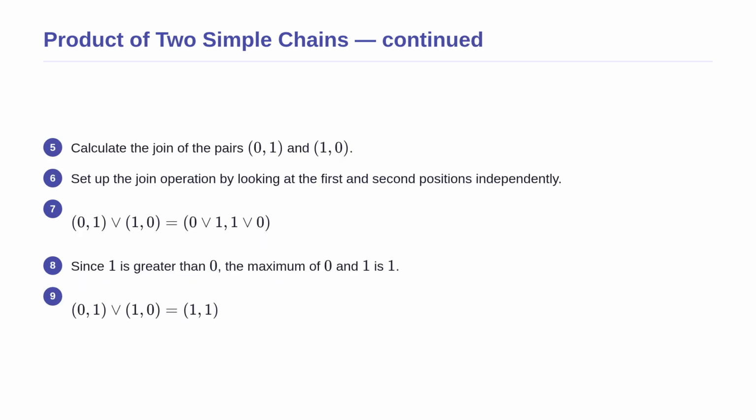Now that we have our universe of pairs, let us calculate the join of 0, 1 and 1, 0. We set up the join operation by looking at the first positions and the second positions independently. The first positions are 0 and 1, so we write them together with a join symbol. The second positions are 1 and 0, so we do the exact same for them. Since 1 is greater than 0 in our basic chain, the maximum of 0 and 1 is simply 1. Applying this to both components, the combined pair results in 1, 1. This is the lowest point that sits above both starting pairs.